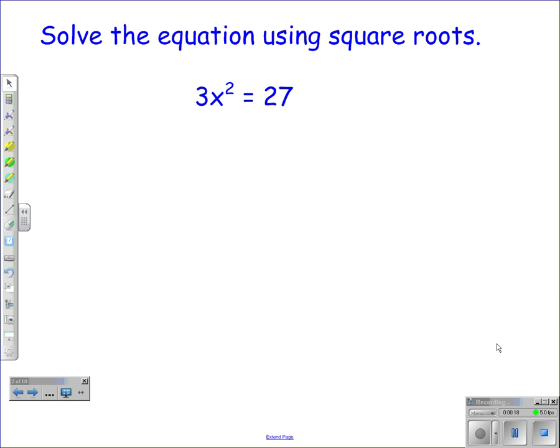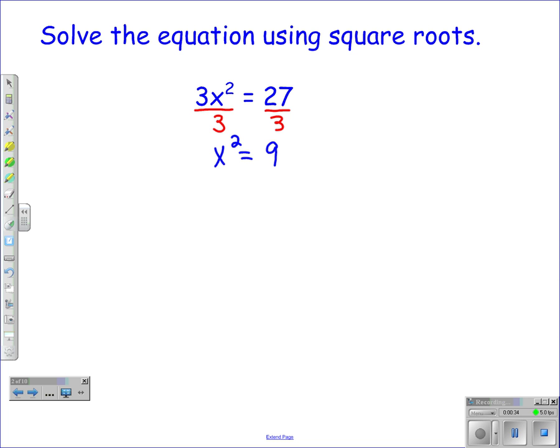We are going to solve equations by using square roots, and we start out with an equation where we have to get x squared all by itself. That means that we must divide by 3 on both sides. When we do so, we have x squared is equal to 9.